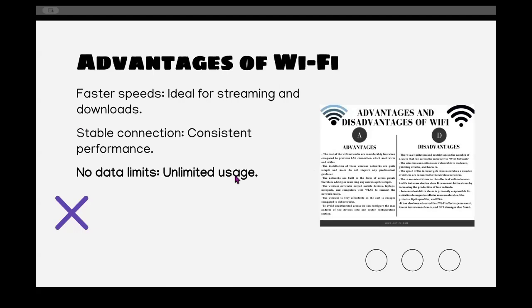We briefly touched on this, but we'll just reiterate it quickly in the sense that Wi-Fi allows for faster speeds, which makes it ideal for things like streaming or downloads. And there's also a more stable connection, so you have consistent performance, and there are no data limits. So usually it's unlimited usage.